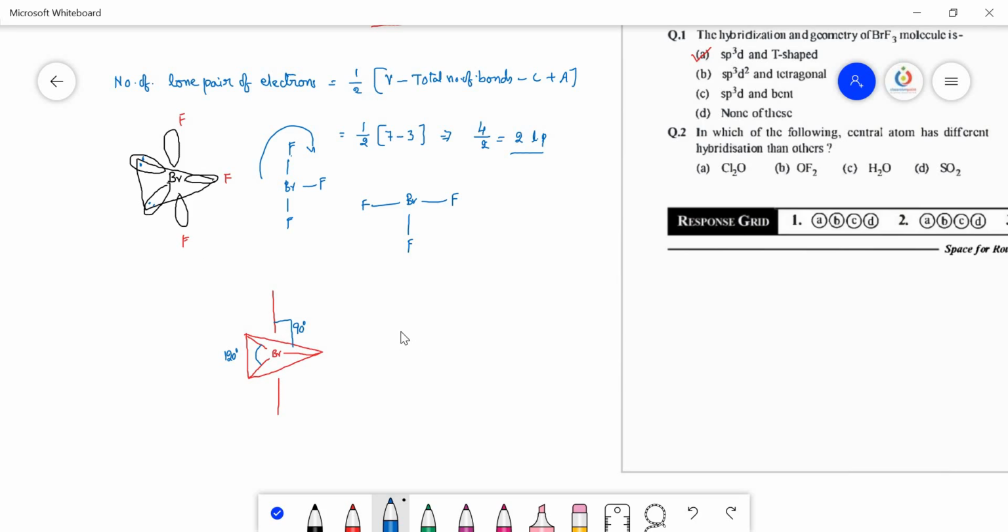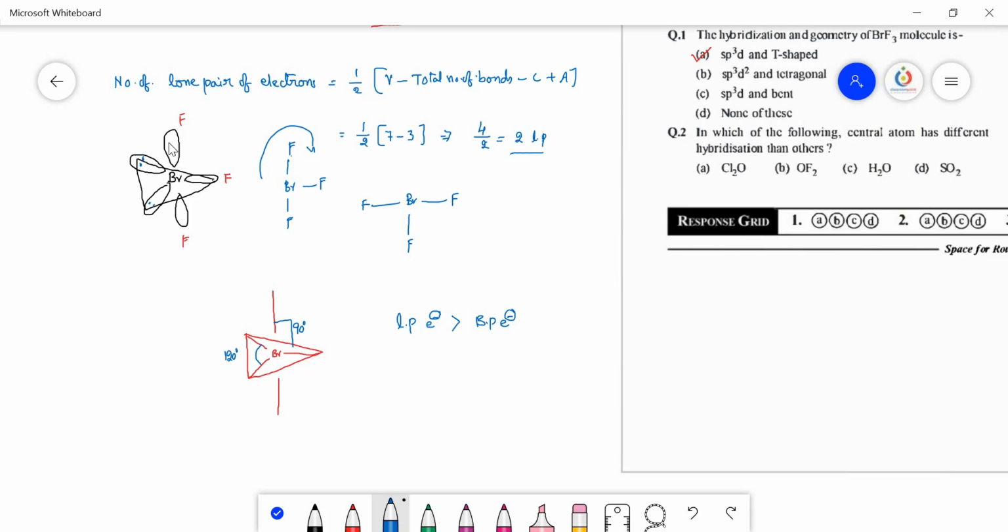Okay. So we know that a lone pair of electrons occupies more space than a bond pair of electrons. Why? Because the lone pair of electrons is attracted to only one nucleus. But in the case of the bond pair of electrons, it is attracted to two nuclei, because two atoms are present in the bond formation. Hence, they are attracted to both of these nuclei.